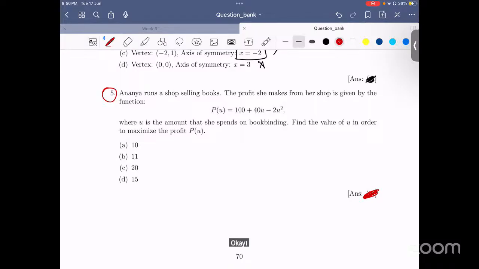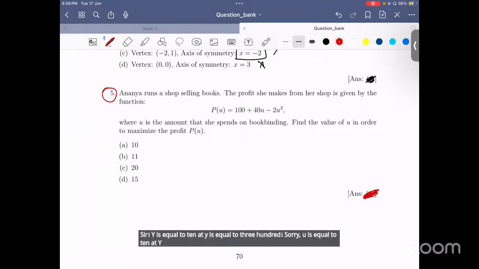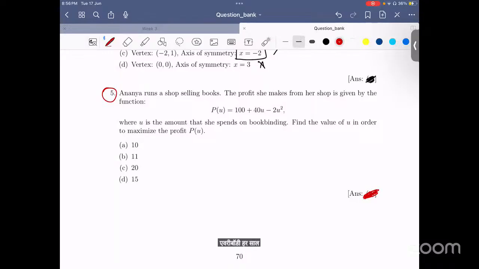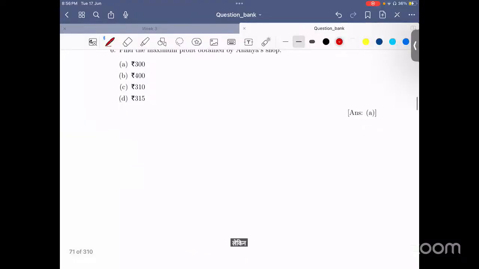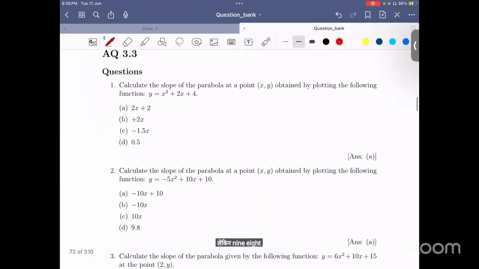Okay, so you just try solving this question. Maximum 300. So u is equal to 10 at y is equal to 300. Okay, everybody has solved this? Yes, sir. Okay, if everybody has solved that, let's move to the next problem. Yeah, I guess 300 is the correct answer.